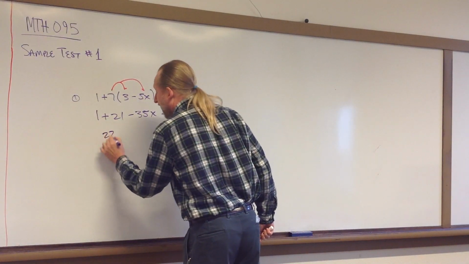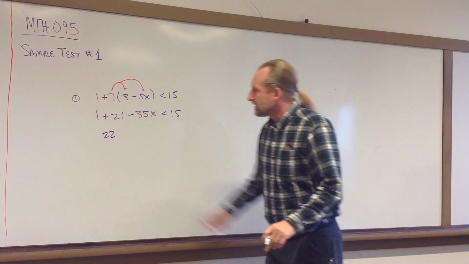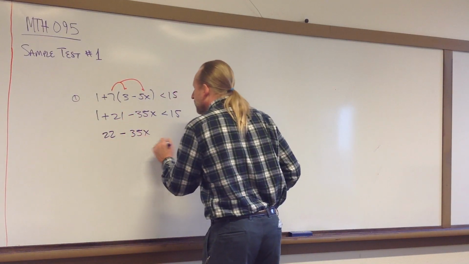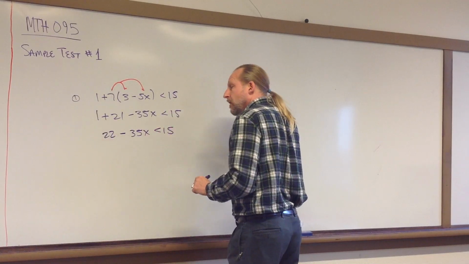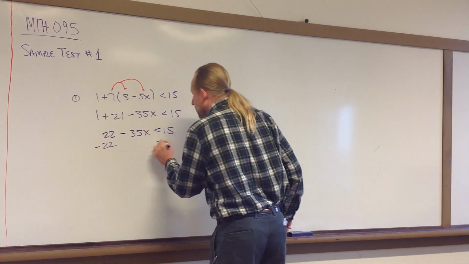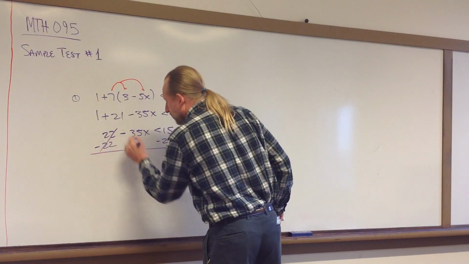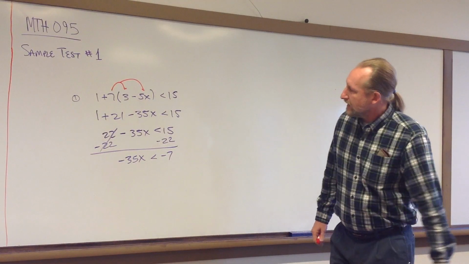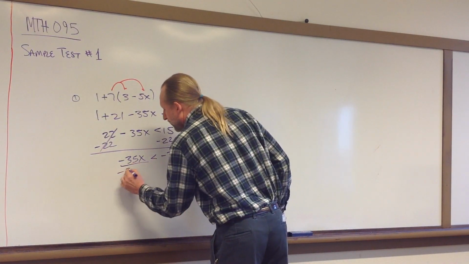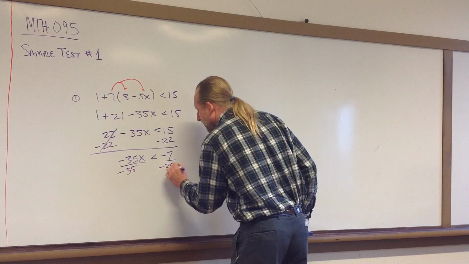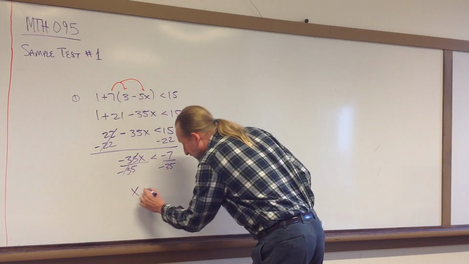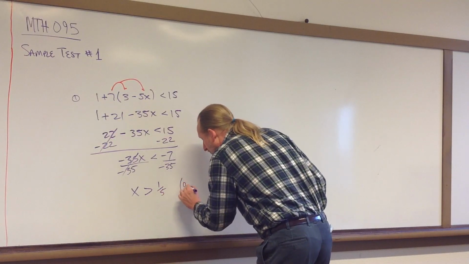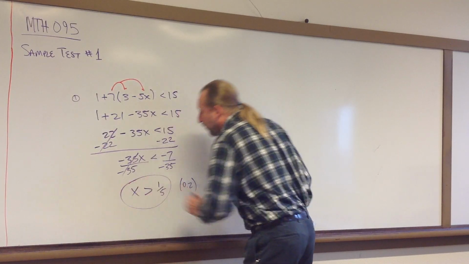All right, now we can add the 1 to the 21 because this is not getting multiplied by anything. So we get 22 minus 35x less than 15. And let's see, we can move the 22 over here. Don't lose that minus sign. Negative 35x less than negative 7. And then if we divide on both sides by negative 35, that'll flip this around, and that'll be x greater than 1/5, or if you prefer decimals, 0.2.